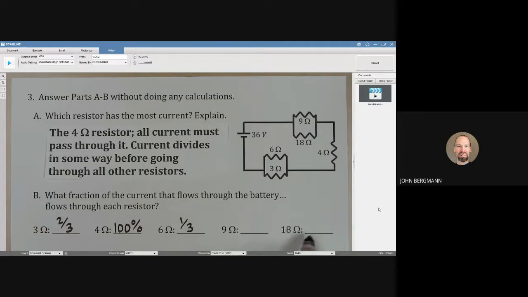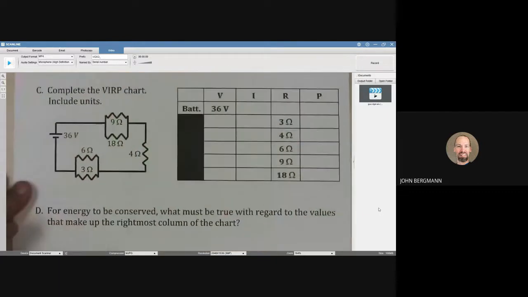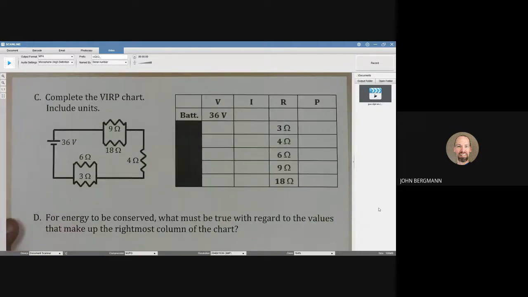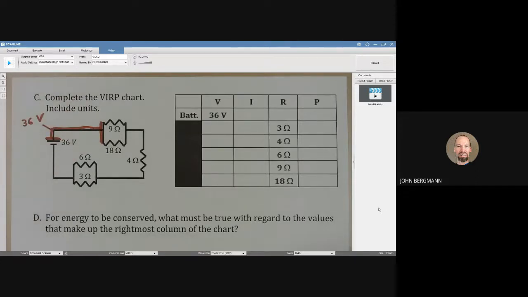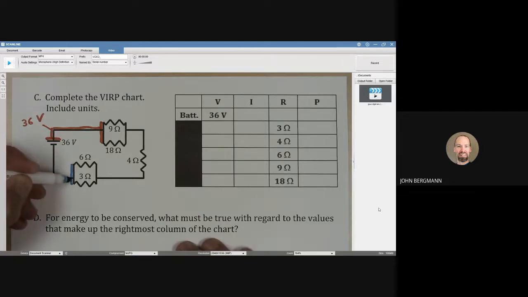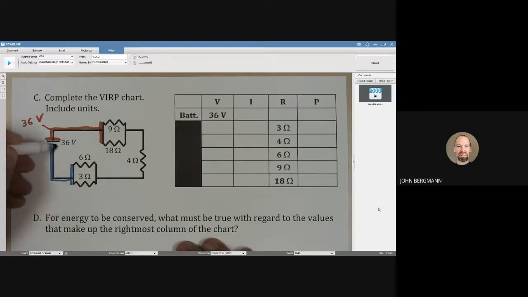And that holds true with this 9 and 18 ohm resistor as well. The 18 ohms has twice as much resistance, so it's going to have half of the current that the 9 ohm resistor has. Now we have the same diagram, and we are asked to complete this circuit sudoku. So this is a 36 volt battery. I like to use color coding on the circuit. That helps me see visually what we're dealing with sometimes with regard to the voltage.